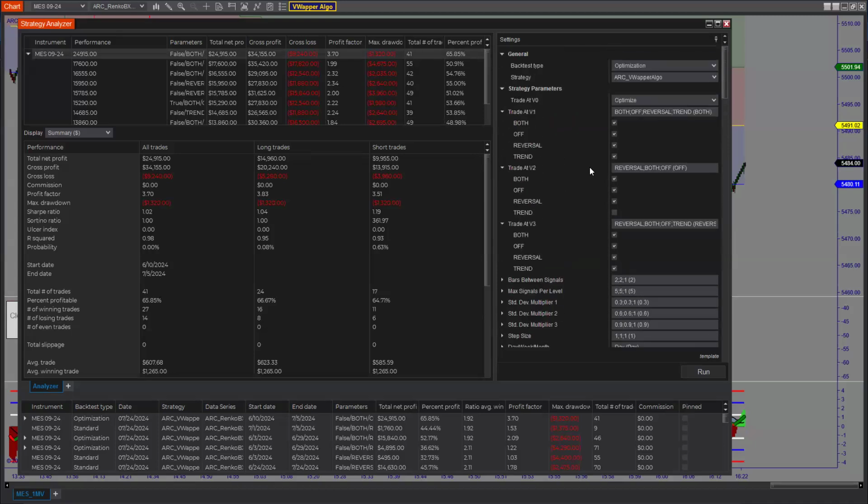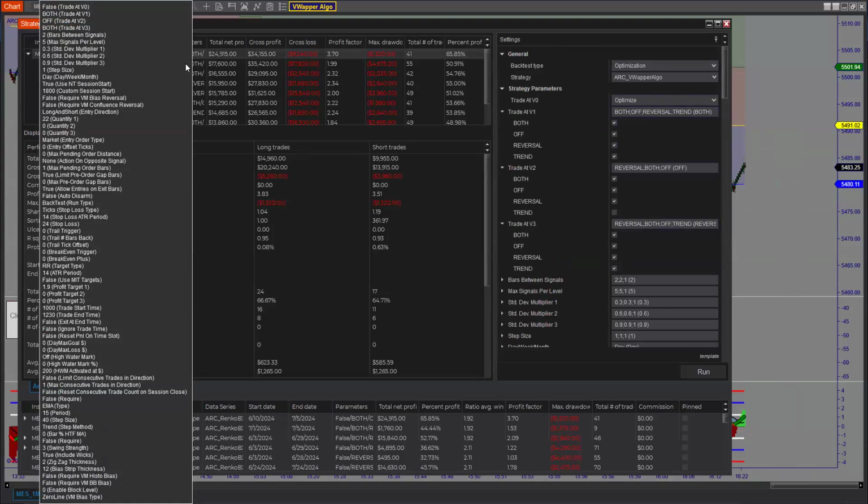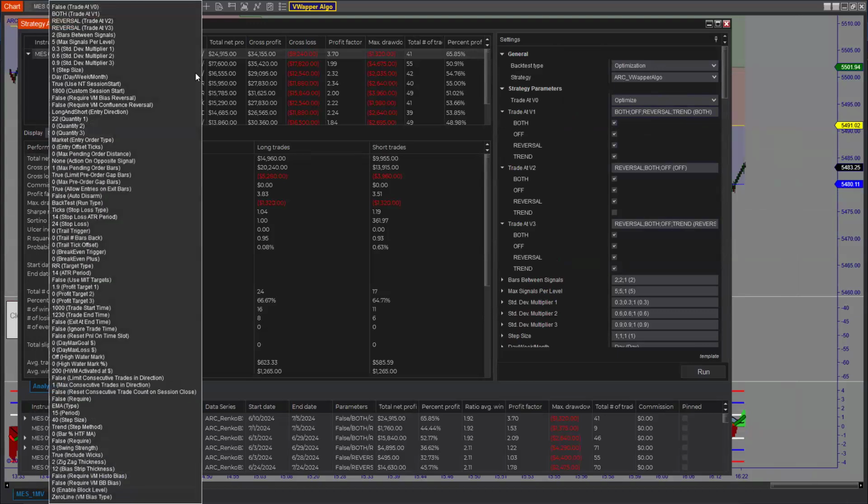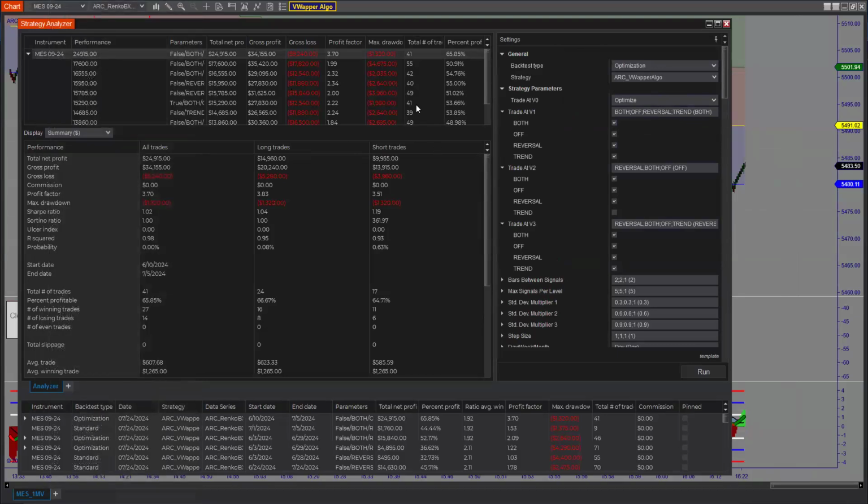All right, so where did we come back? We have false at level 1 for sure. And then we have both off reversal. This one is both off, both reversal. Let's look at the drawdowns. Really, this one is clearly the best. There's less trades, but more money on the table, less drawdown, better win rates. I don't see any reason why not using that, right?